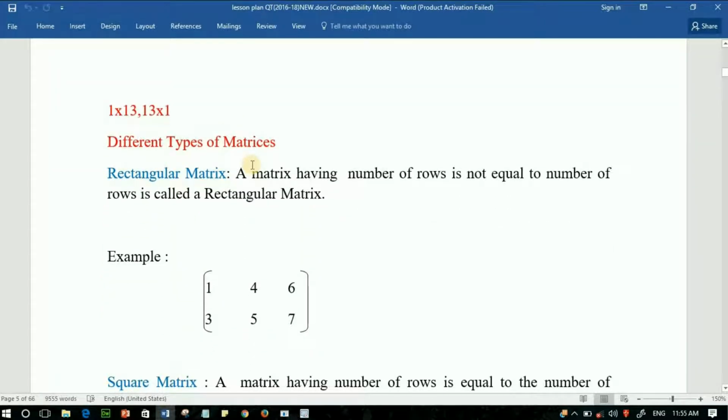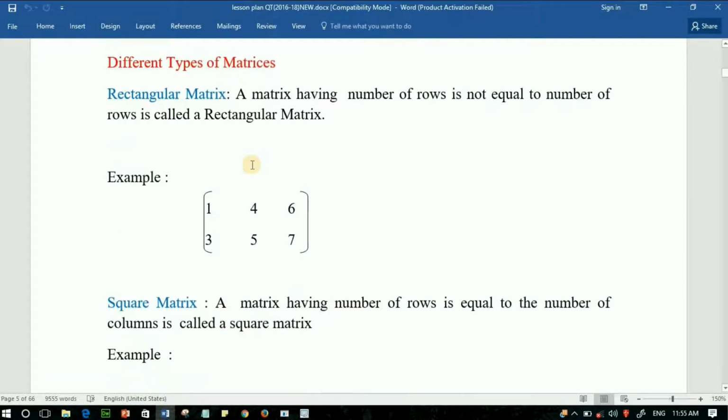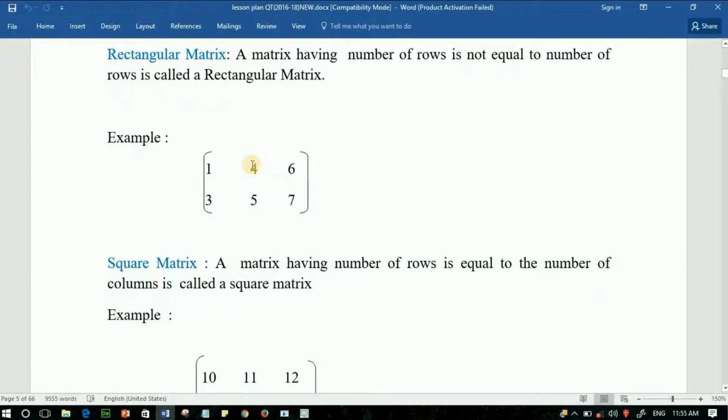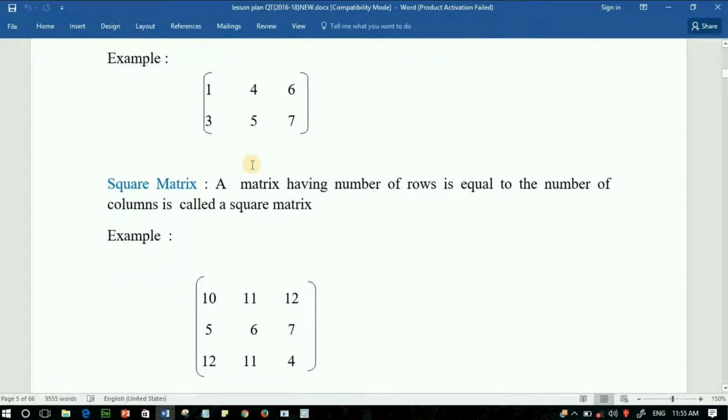So, different types of matrices. The first is the rectangular matrix. A rectangular matrix has a number of rows not equal to the number of columns. Examples: 1, 4, 6, 3, 7. That is, it has 2 rows and 3 columns. So it is an example of a rectangular matrix.